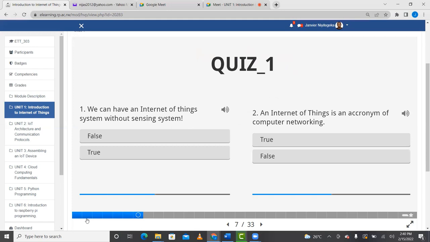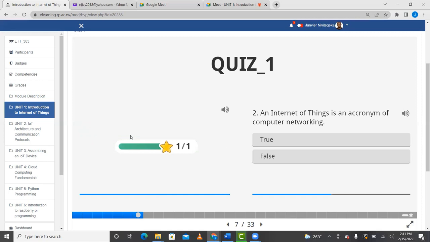So this is the quiz. I think you will work on it by yourself. Can we have an Internet of Things without a sensing system? Who can give me the answer? Is it true or false? Okay, thank you. Let us see. Okay, thank you. So on the other side, is the Internet of Things an acronym of computer networking, yes or not? True or false? You fail.